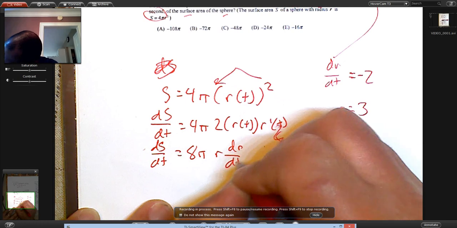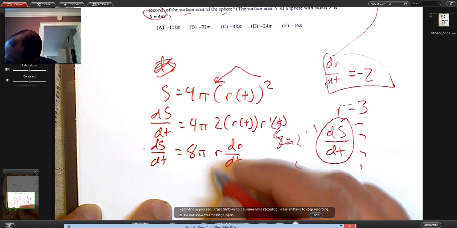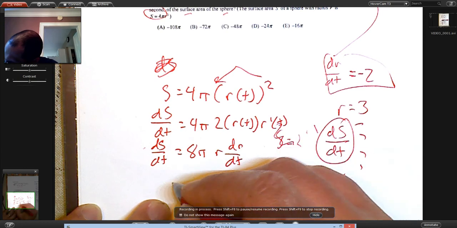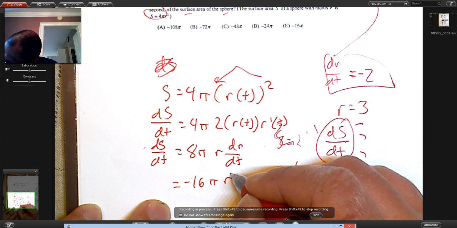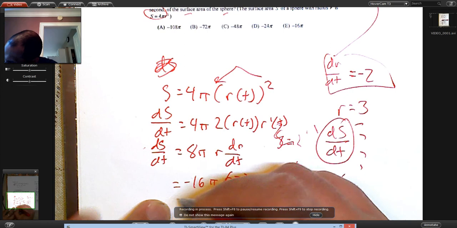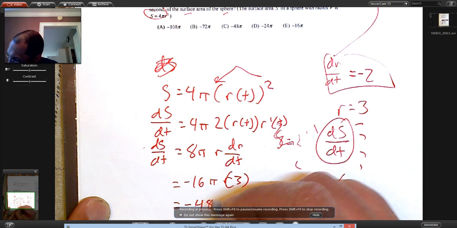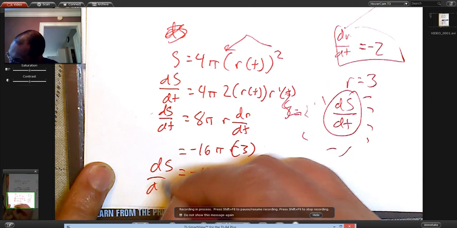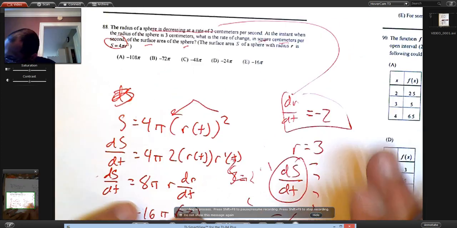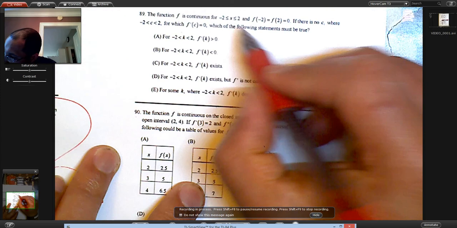So plugging in the necessary information, dr/dt is equal to negative 2. So that's negative 2, so this is going to make that negative 16. Radius is equal to 3, so negative 16 times 3, negative 48 pi is dS/dt. Cool. Alright, and that should be one of the answers. Yeah, C.